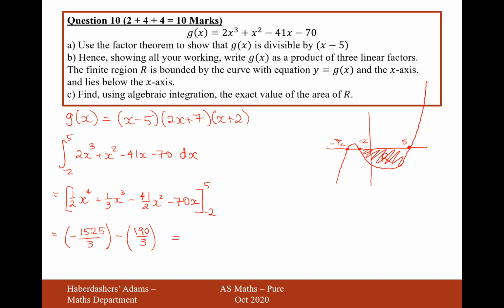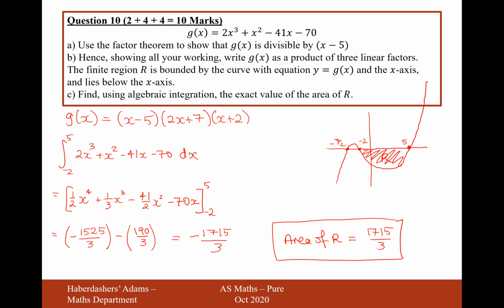So now let's add or maybe subtract these two. 1525 over 3, whoops, and then minus 190 over 3, and that's going to give us minus 1715 over 3. So find the exact value of the area, so therefore the area of R is equal to 1715 over 3. And there we are, that's the answer for this question here. So 10 marks in total for that question, for question 10. Let's now move on to question 11.